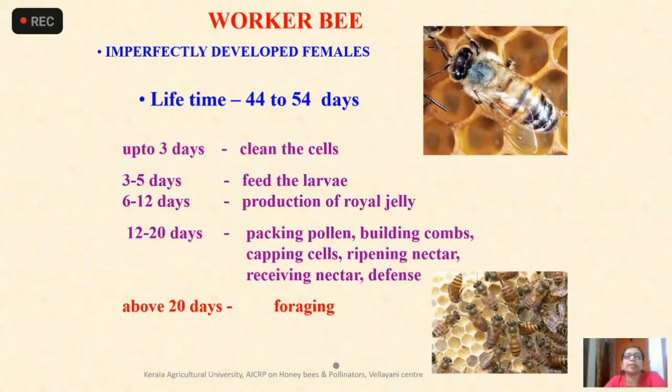So I'm not going into detail on that. Now coming to the work distribution among the worker bees, that is based on their age. The emergents, these worker bees, will clean the cells, and after 3 to 5 days, they will feed the larvae, the younger ones. And those of 6 to 12 days of age will produce the royal jelly.